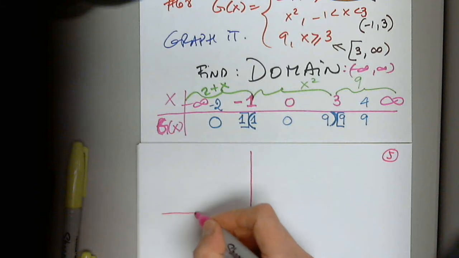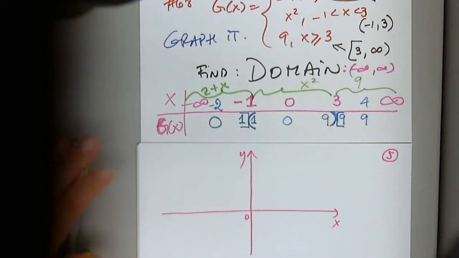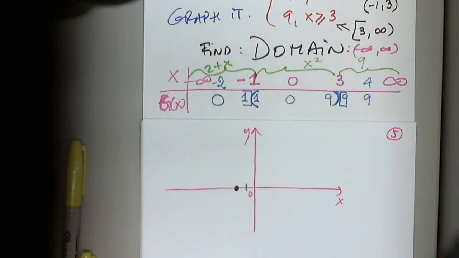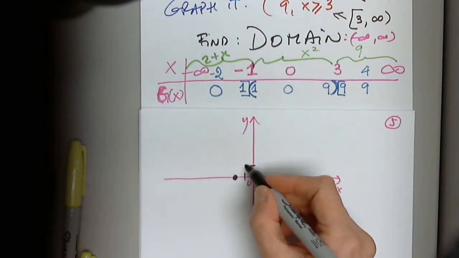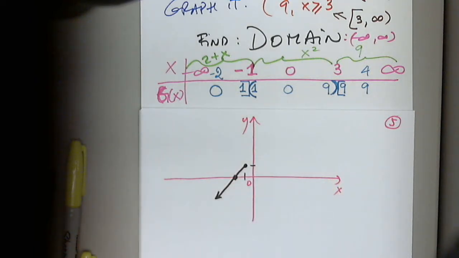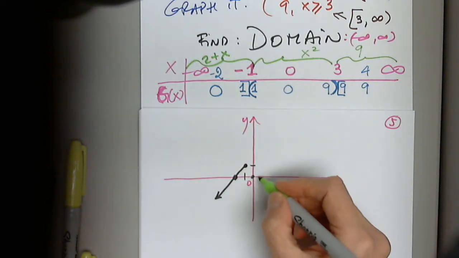From left to right, please give me the first ordered pair that I need to plot. Very good. The next ordered pair, with a full point. This is a line. I'm done with that piece. Next piece. Negative 1, 1, 0, 0, and 3, 9.